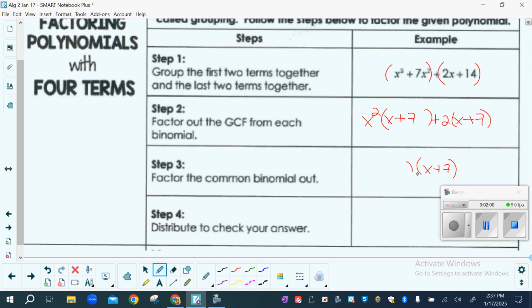And then my second set of parentheses, I put x squared plus 2.